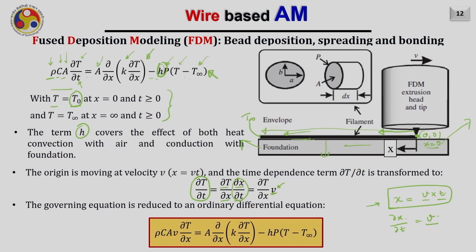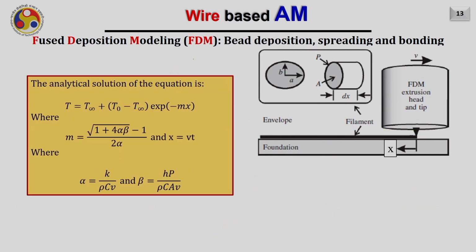Now this entire equation is a function of x, and hence I can replace del T by del t with del T by del x into velocity. Therefore, this equation looks like this: rho C A v del T by del x equals A del by del x of K del T by del x minus h P (T minus T infinity). This one dimensional heat transfer equation is now very easy to solve, and finally the analytical solution looks like this.